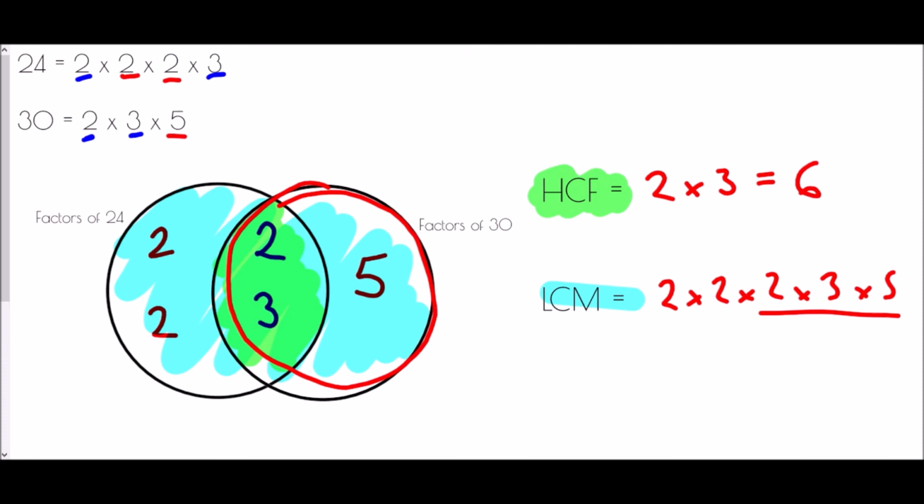So this is 2 times 2 times 30. And 2 times 2 is 4, times 30 is 120. And so that is telling me the smallest number, which is in the 24 times table and the 30 times table, is 120.